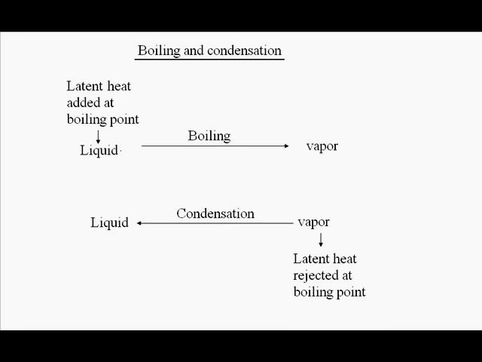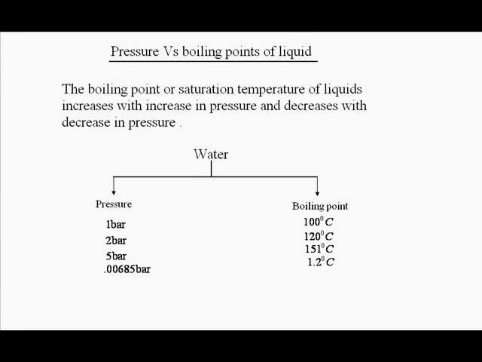Now let us understand the variation of boiling points of different liquids at different pressure. It is a natural phenomenon that in case we increase the pressure over any liquid, then its boiling point also increases. For example, what is the boiling point of water? Your answer might be 100 degree centigrade, but actually it is not so. The boiling point of water, and not only water, all the liquids, depends on the pressure applied over it. In case the pressure applied over water is 1 bar, then its boiling point is 100 degree centigrade.